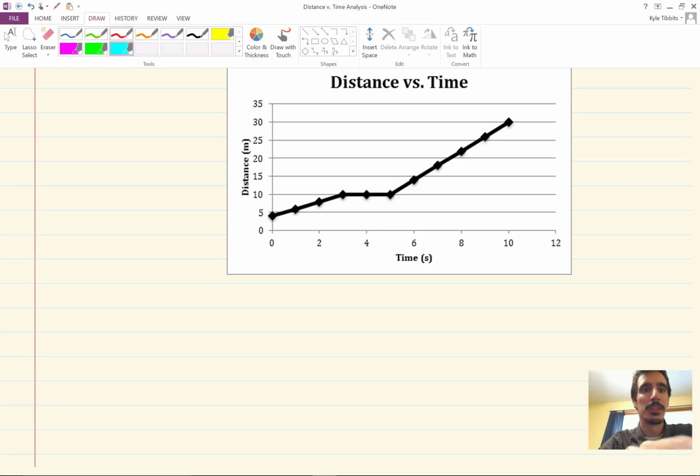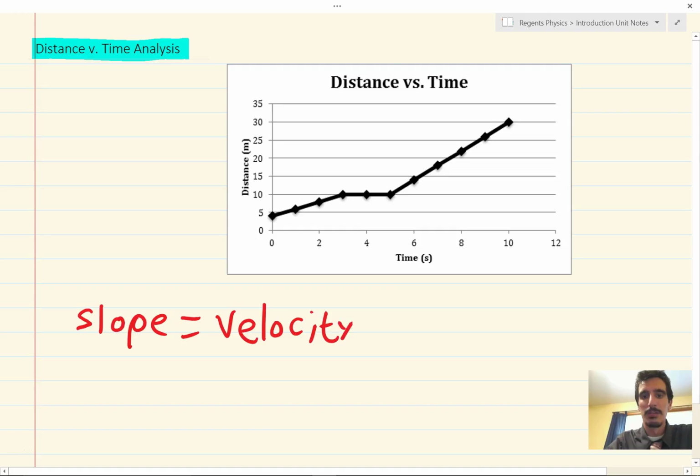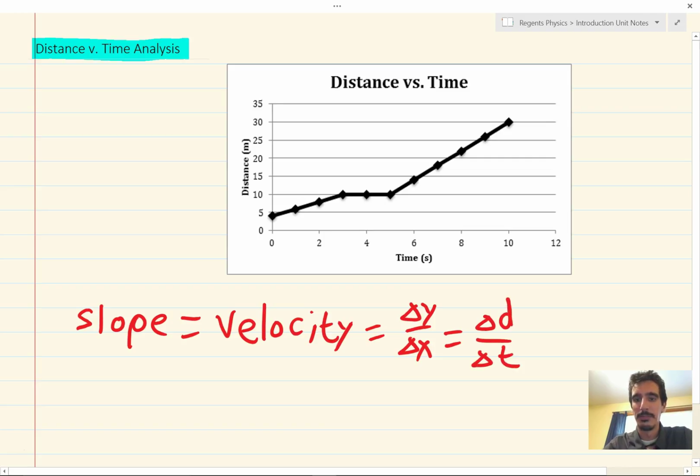First thing we need to know when doing this is how to find the velocity or speed. So the slope of the graph is equal to the velocity. And if we remember from math class, the slope is the change in y over the change in x. In this case, your y-axis is distance, so the change in distance, and your x-axis is time, so change in time. So what we'll do is we'll find the slope or the velocity at each interval.